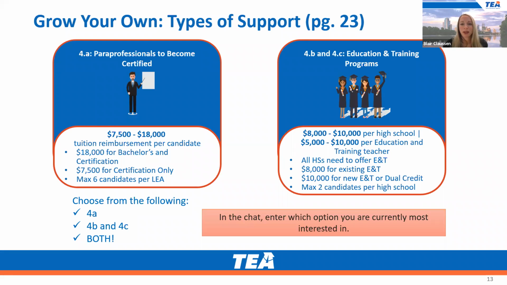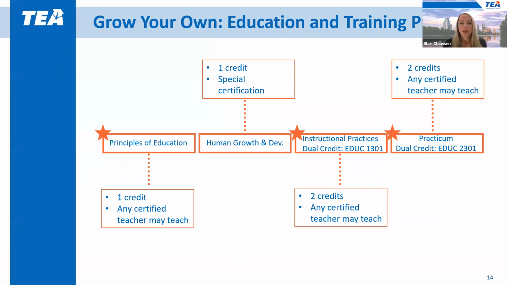So we're going to go a little bit more in depth in those education and training courses. This is the typical 4-course sequence that high schools offer. Principles of education, instructional practices, and the practicum can actually be taught by any certified Texas teacher. The other piece that I do want to highlight is that we're developing an education and training curriculum for those 3 courses that have the star next to them that will be available in fall 2022.